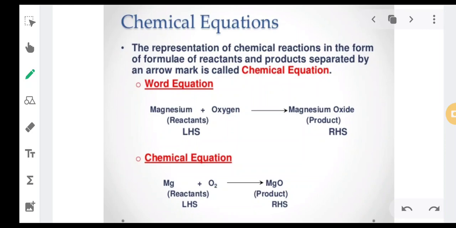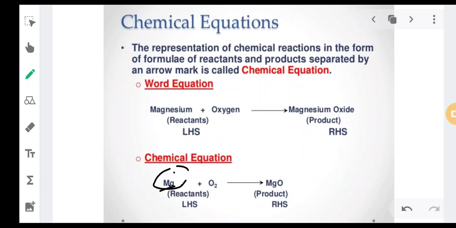Okay, so what is this chemical equation? I told in the first introduction class that chemical equation is similar to chemical reaction. Okay, chemical reaction and chemical equation are the same. But what is happening in a chemical equation? In a chemical equation you write the symbols.